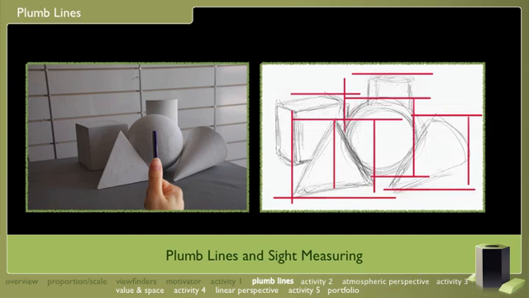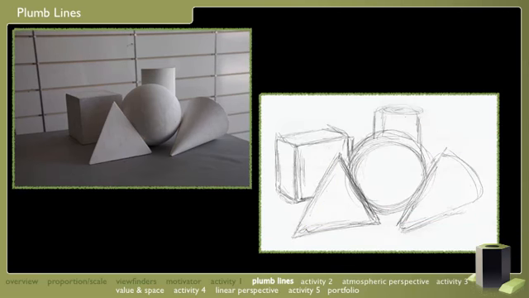Plumb lines in sight measuring are key when correcting proportions and scale after you have drawn an initial gesture. Plumb lines are drawn either horizontally or vertically, and sometimes drawn through the center of the object. Using these lines, you can measure scale and placement of your objects. You can also make measurements to check accuracy in proportion and scale. This correction method is known as sight measurement.